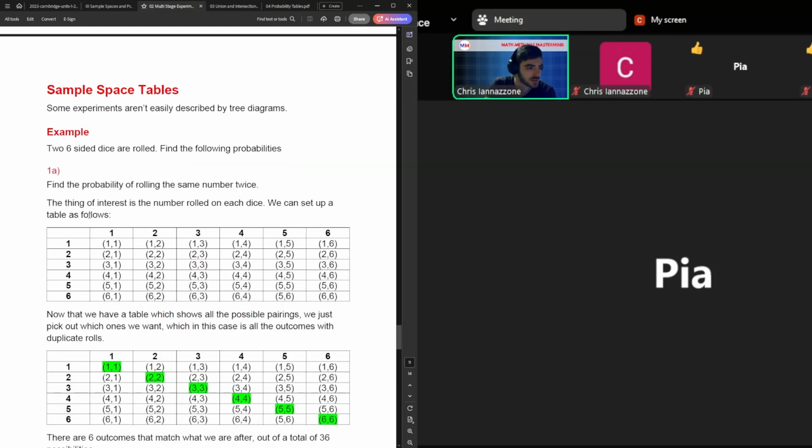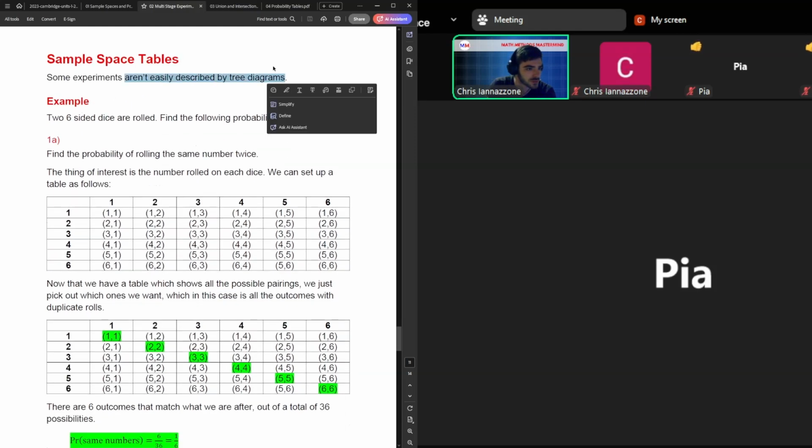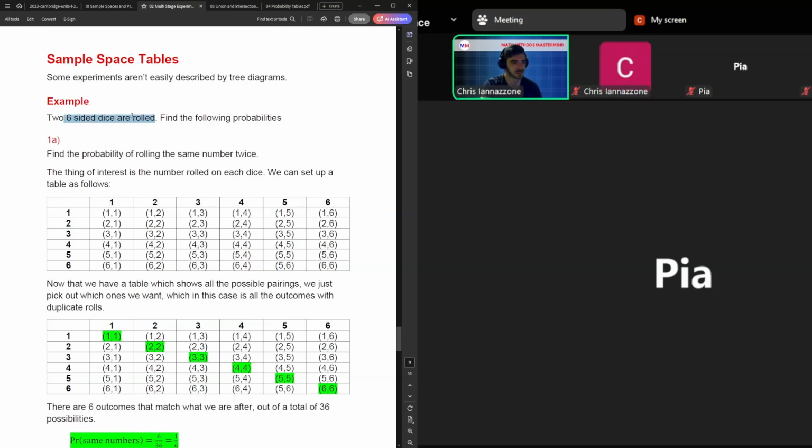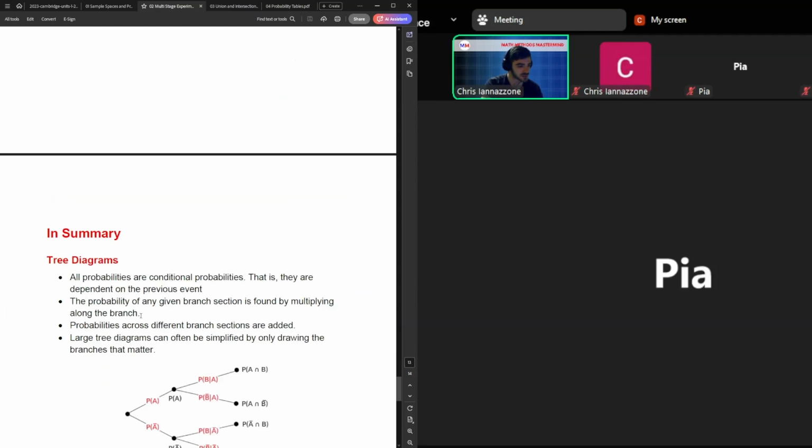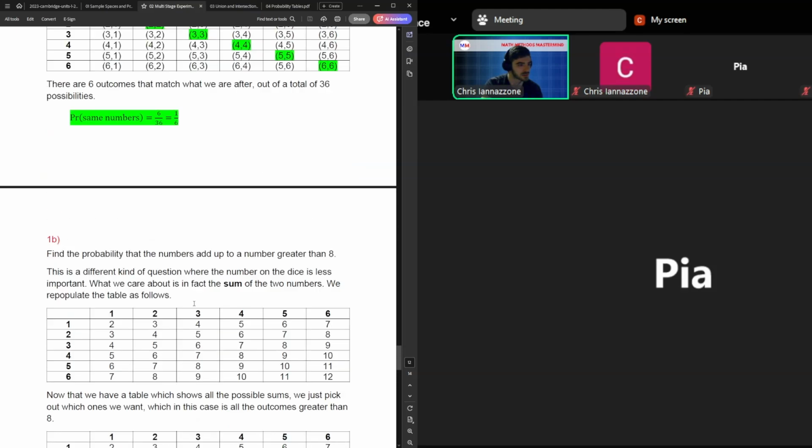Cool. Okay. Sometimes your tree diagram isn't quite going to be enough for one reason or another. For example, when you have really large sample spaces, like 2 six-sided dice being rolled, that's a lot to do on a tree diagram. So essentially what we're going to be doing now is using a two-way table or a sample space table to achieve that. These can differ from experiment to experiment. It purely depends on what's being mentioned. If it's 2 dice, then one way you might set that up is numbers 1 through 6.